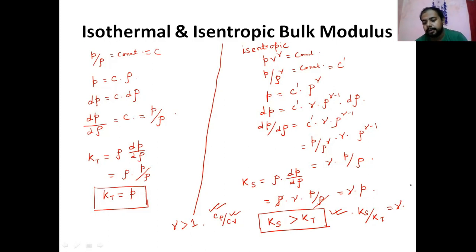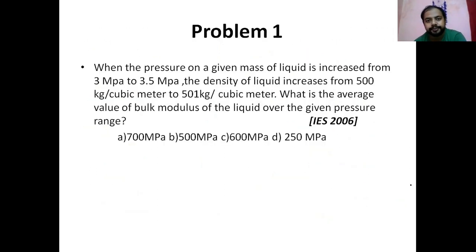So we'll see one problem and we'll finish this topic here. There is one IS problem, given to you in a very easy format. Just an analysis. When the pressure on a given mass, you see here the mass is constant. Always they're telling it as the given mass of the liquid. Constant mass is being talked about. The pressure is increased from 3 megapascal to 3.5 megapascal.